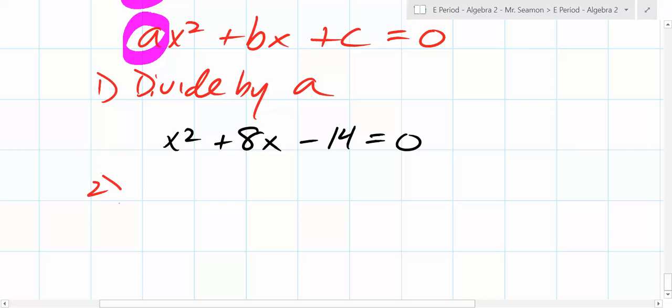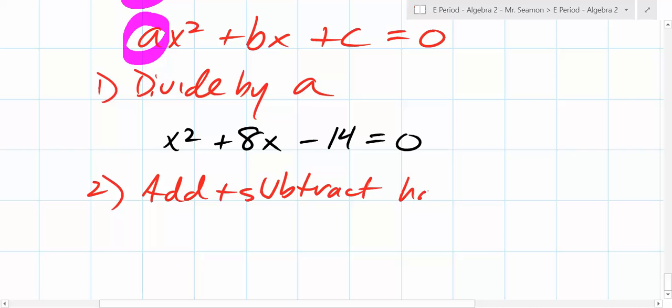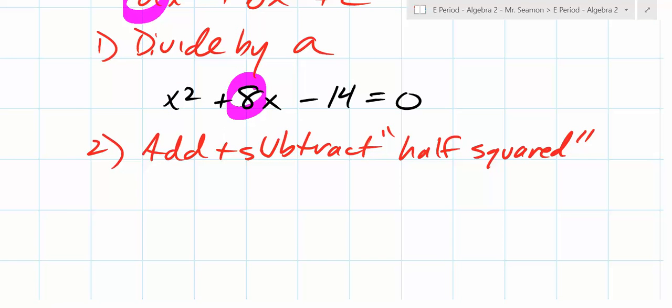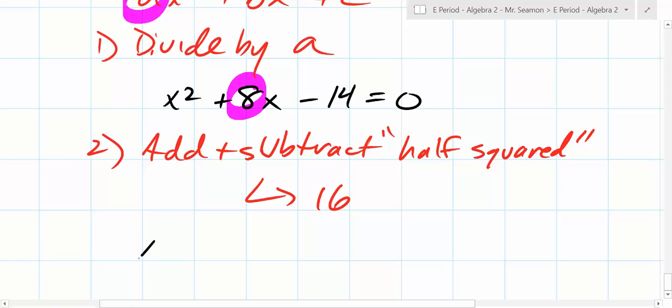So what was our next step? We have to add and subtract what? It's going to be half, and we'll call it half squared. I'm going to be more specific later, but half squared. Half of what squared? 8. Right here, you see that? So what are we adding and subtracting then? What's that going to be? 16. So what does it become? X squared plus 8x plus 16 minus 16 minus 14.